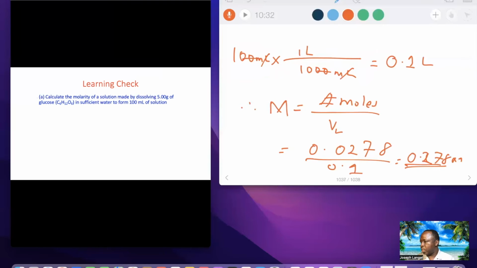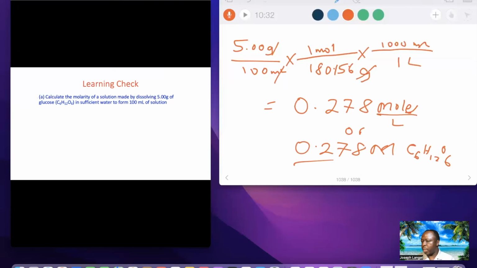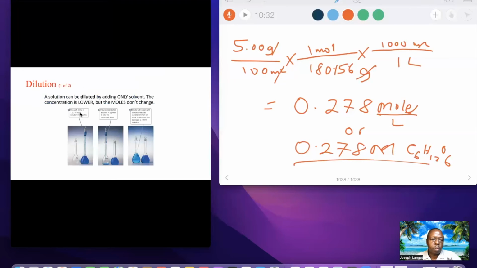So that's how you determine the molarity of a solution. Do more practice on that.